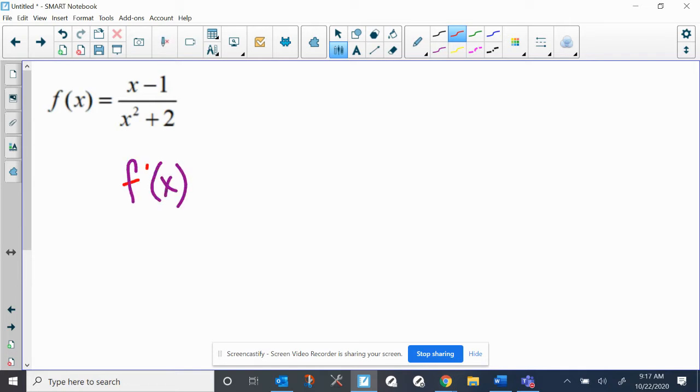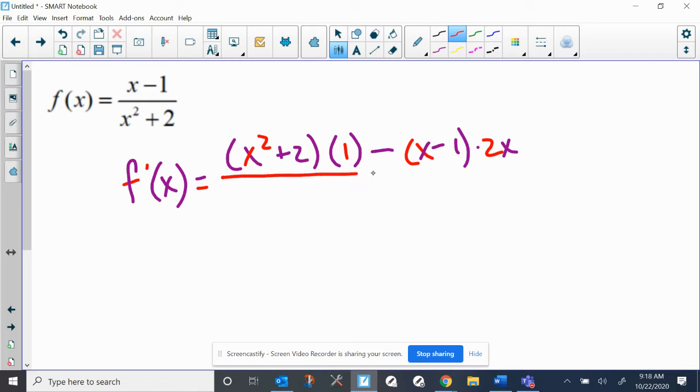This is really interesting. The pen is doing that all by itself. Equals, and then it's bottom, derivative of the top. So bottom is x squared plus 2. Derivative of the top is just 1, minus the top times the derivative of the bottom. So the top is x minus 1. The derivative of the bottom is a 2x, all over the bottom squared. So I have x squared plus 2 squared.